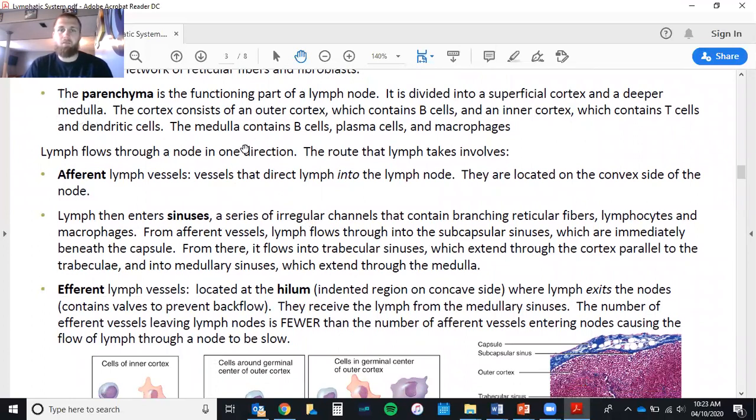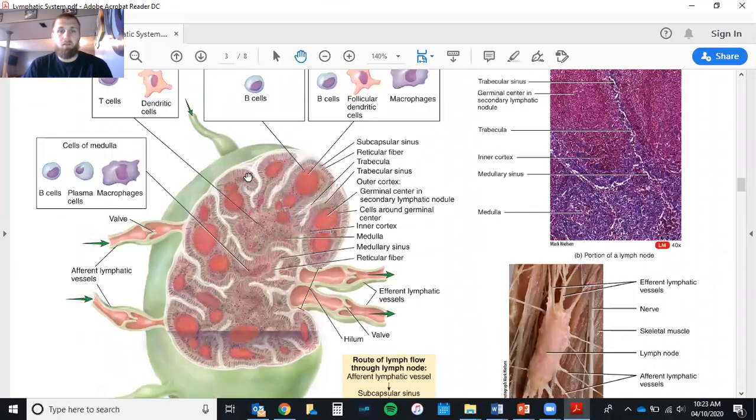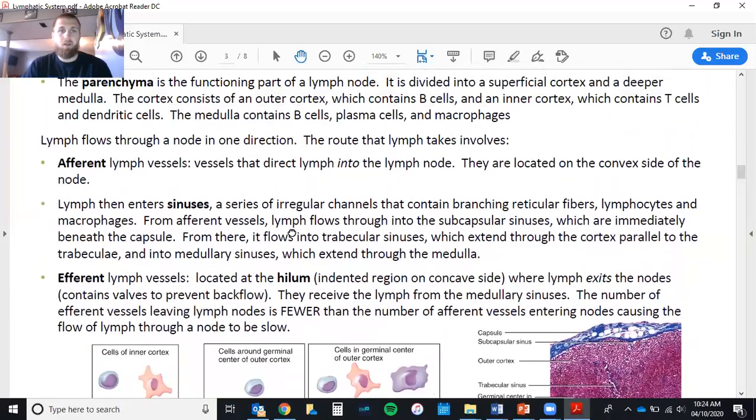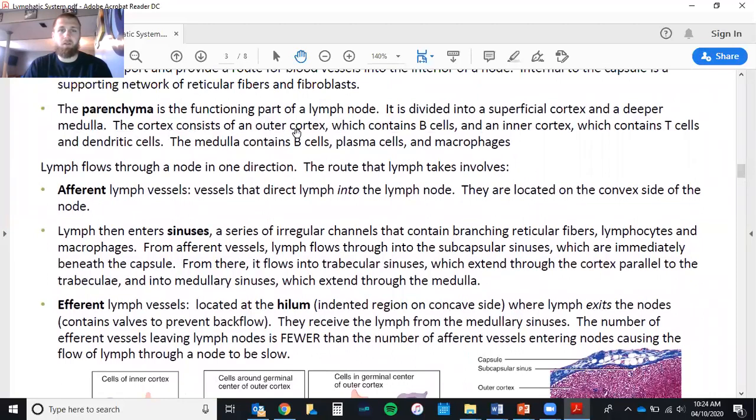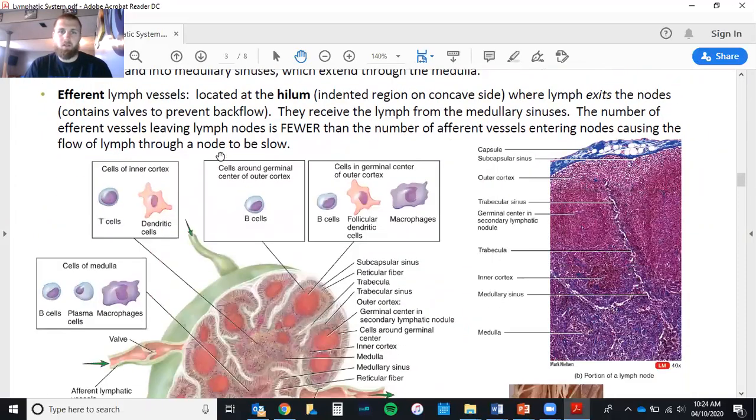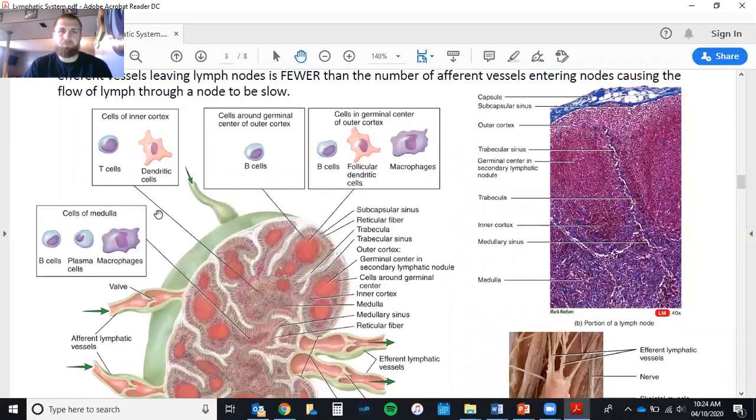The functioning part of the lymph node is divided into two major parts: the outer cortex and the inner medulla. The cortex actually has two parts: an outer cortex where you find B cells, and an inner cortex with T cells and dendritic cells. We won't talk about dendritic cells, but they have an immune function. And then the medulla is where you find B cells, plasma cells, which produce antibodies, and macrophages, which we can see here in these boxes labeled in our picture.